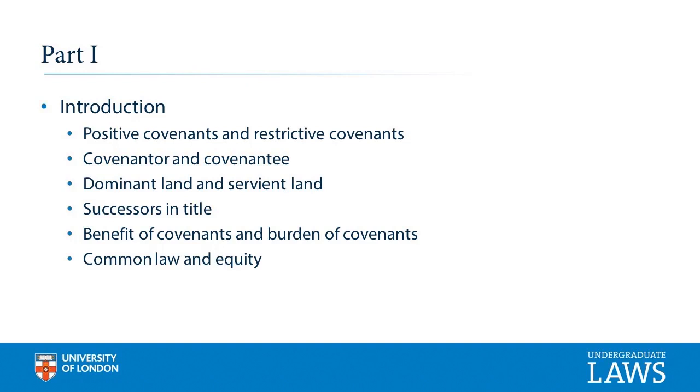In each of these examples, B is the covenantor. The covenantor is the person who makes the promise, or, as it is commonly expressed, the person who is subject to the burden of the covenant, the person that must perform it. A is the covenantee. The covenantee is the person to whom the promise is made, or, again, as it's commonly expressed, the person who has the benefit of the covenant.